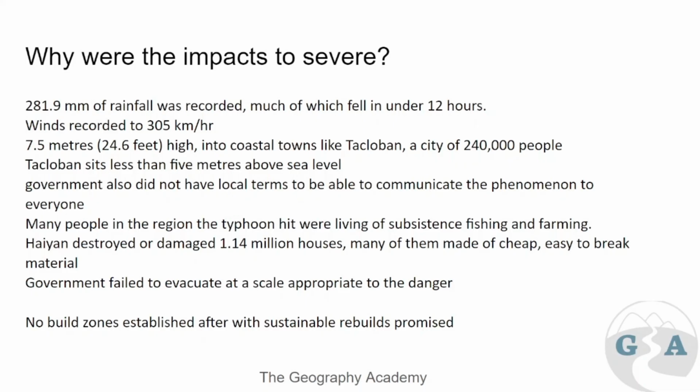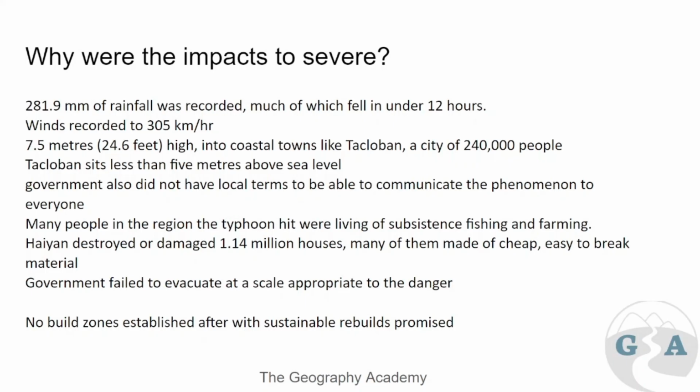In these areas, a lot of people are living off subsistence fishing and farming, which means they have to work every day, in the environment every day, going out and catching something or farming something. So both farming and fishing industries were destroyed there, as well as 1.14 million houses. Each of those houses could have multiple people living in them. Now this is why we end up having so many people displaced and homeless during that time.